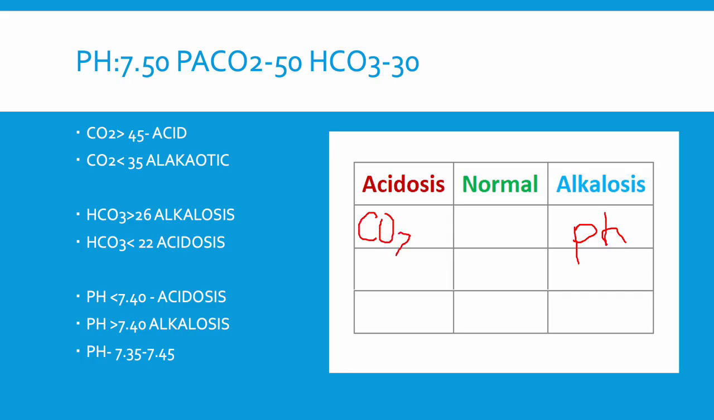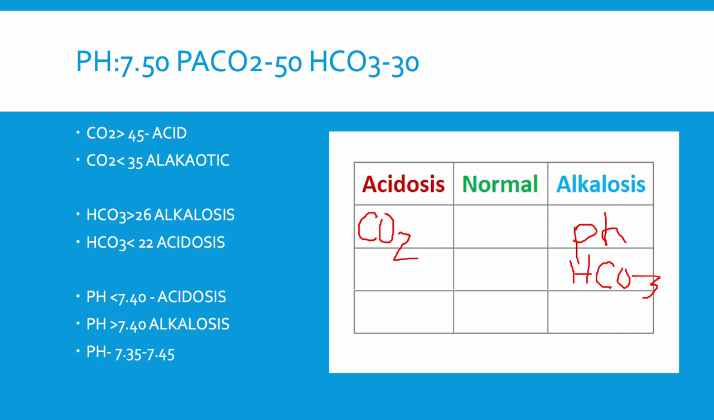The bicarb is 30. So normal bicarb levels is 22 to 26. So this patient has elevated bicarb. So that lets us know that they are in an alkalosis state. So we're going to put the bicarb under alkalosis. So then we're going to look at our chart to see, do we have any two in the same column? So yes, on the alkalosis, we have our pH and we have our bicarb. So we know that this patient is in metabolic alkalosis.